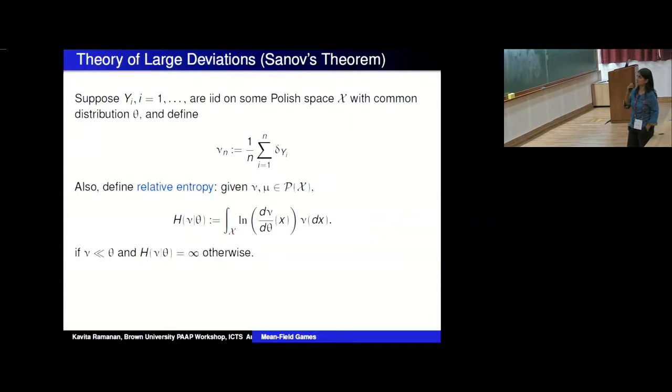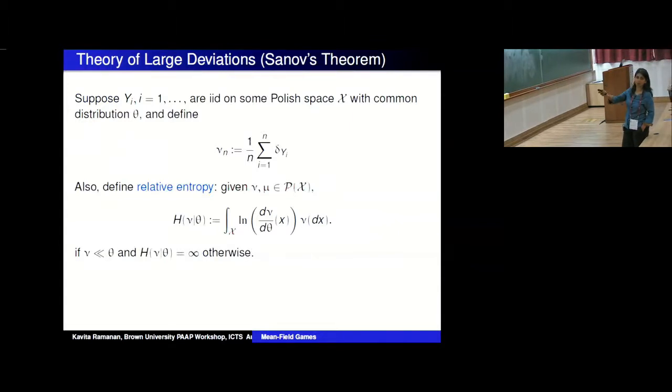Okay. So just a basic theorem is that if you have Y i iid on some Polish space with some common distribution theta, and you define this to be the empirical measure of these Y i's, and now you define this relative entropy function, which is the integral of log of d nu d theta d nu, if nu is absolutely continuous with respect to theta, in which case this is the Radon-Nikodym derivative, and otherwise it's infinity. These things really are quite simple when you're on a finite state space. You're just looking at a summation, and this is just the ratio of nu i to theta i.